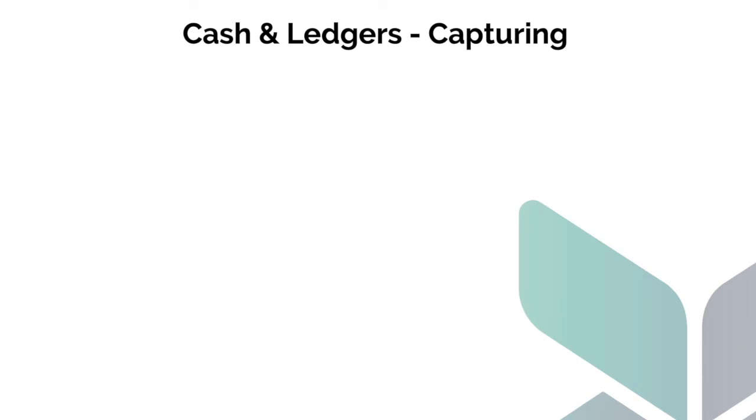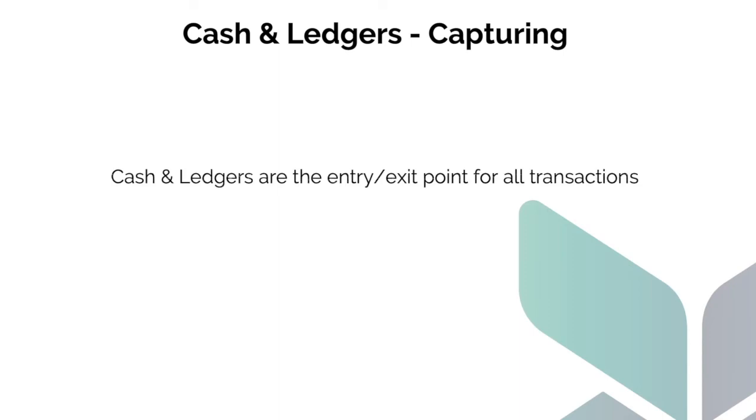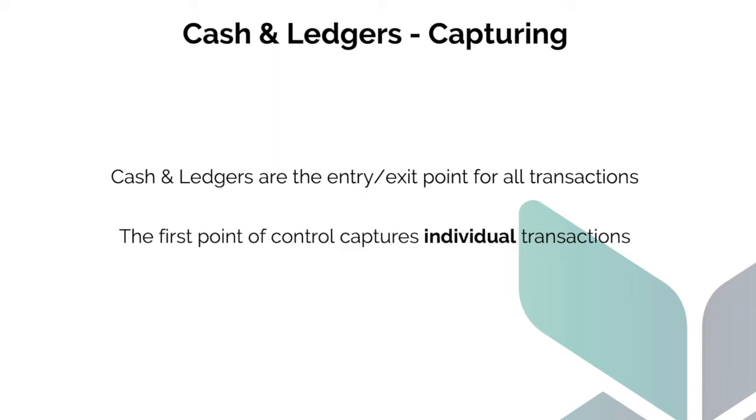So cash and ledgers, what are they? What are they all about? It's about capturing transactions. Every transaction that comes into and out of your business goes through a cash book or a ledger. This captures individual transactions.